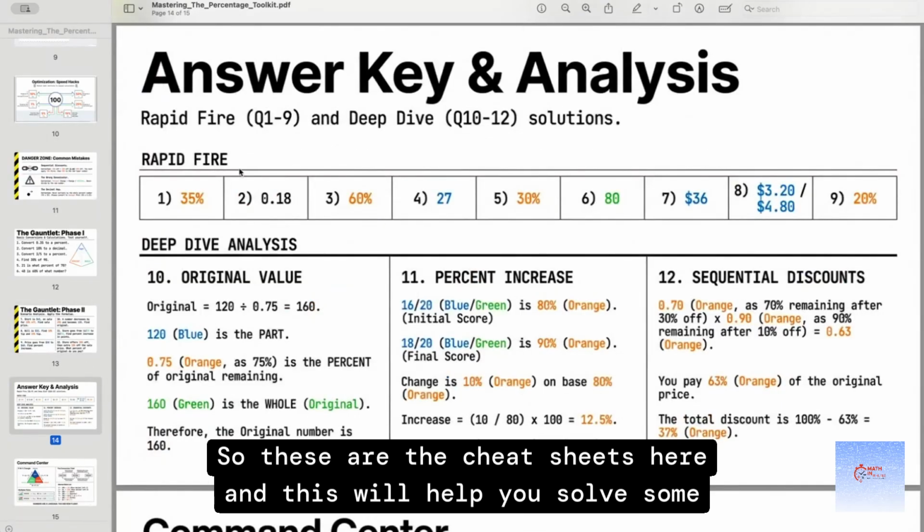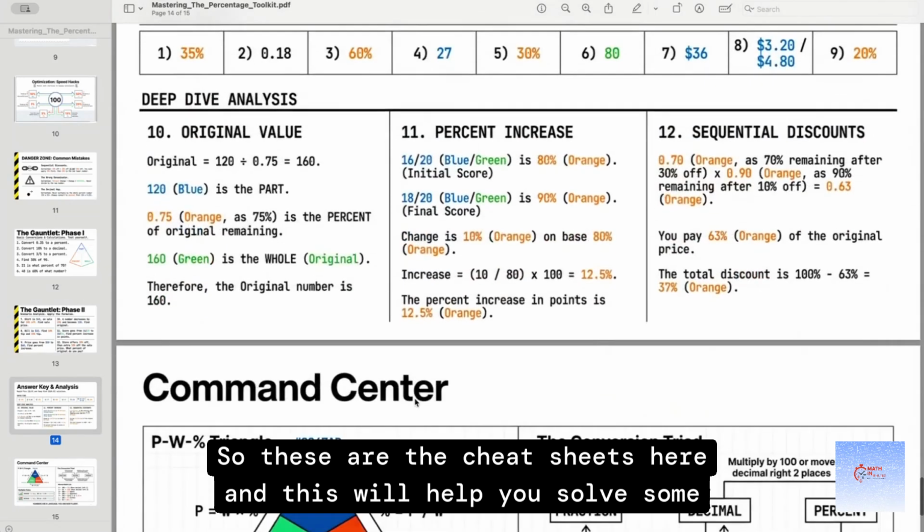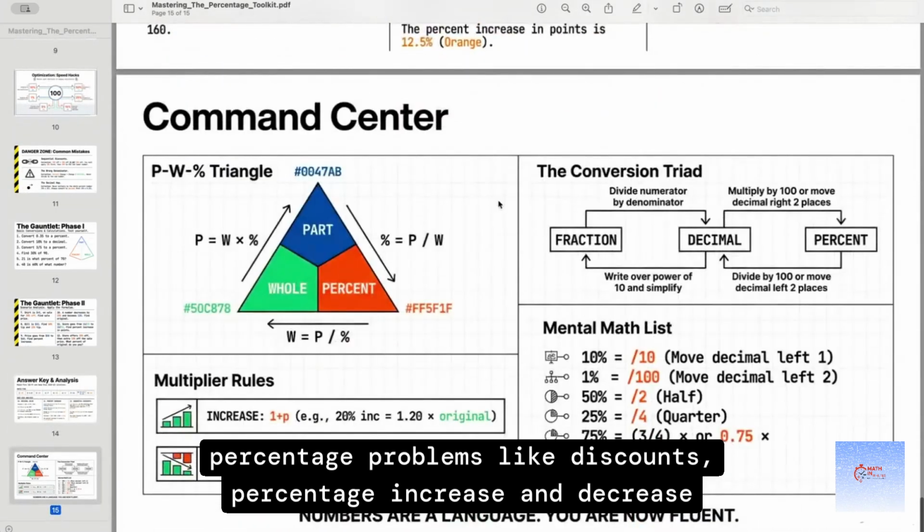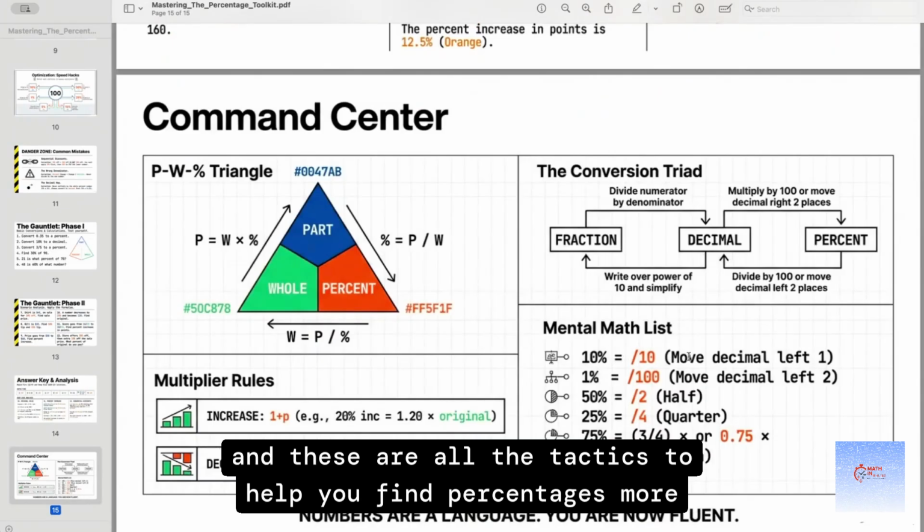So these are the cheat sheets here, and this will help you solve some percentage problems like discounts, percentage increase and decrease. And these are all the tactics to help you find percentages more quickly.